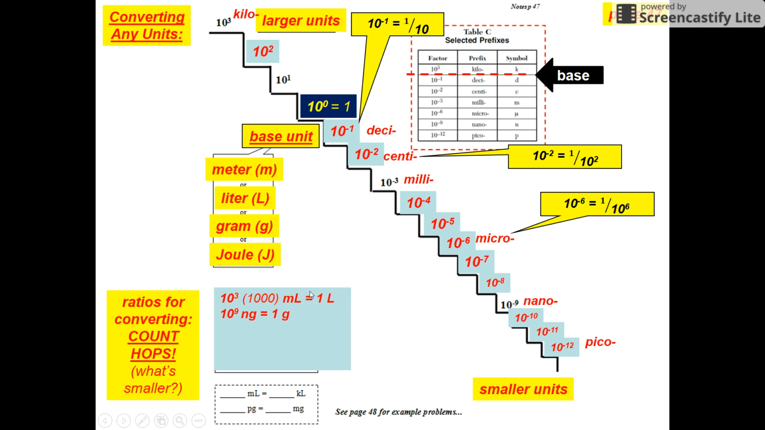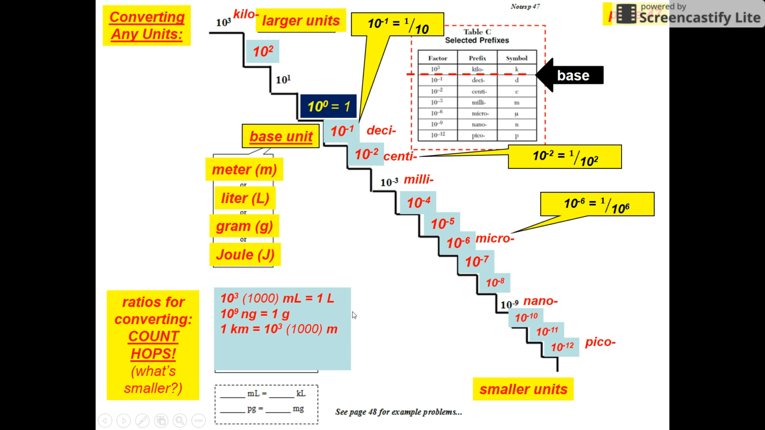Nanograms and grams. Well, nano is a very tiny unit because it's down here on table C, and grams are the base unit. So 1 gram, because grams are big, is going to equal many nanograms because nanograms are small. Why did I say it's 10 to the 9th nanograms? Well, because nano is 10 to the minus 9th. How many hops on the staircase are there between the base, 10 to the 0, and 10 to the minus 9th? There are 9 hops. So 1 gram, which is big, is going to equal 10 to the 9th nanograms, which are very small. Many small things equal one big thing.